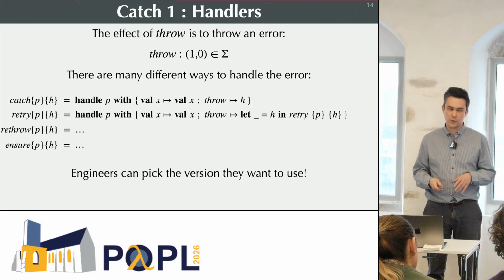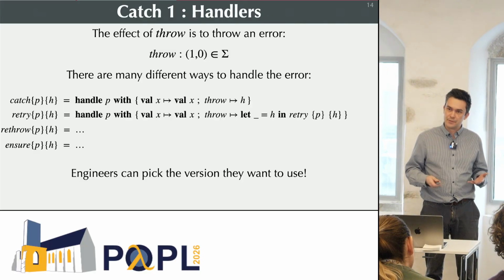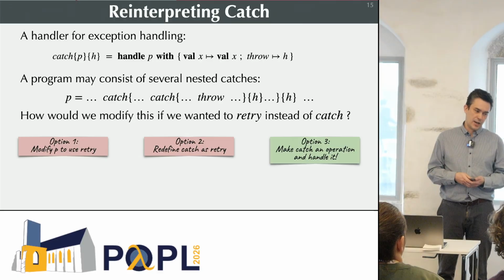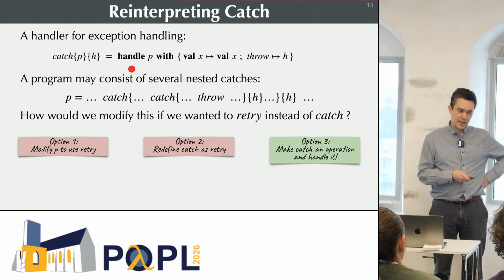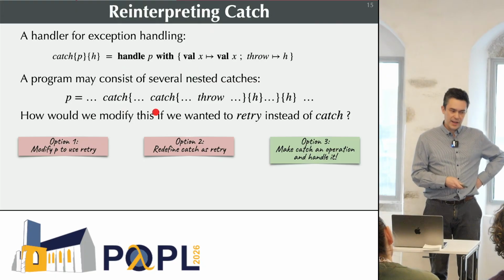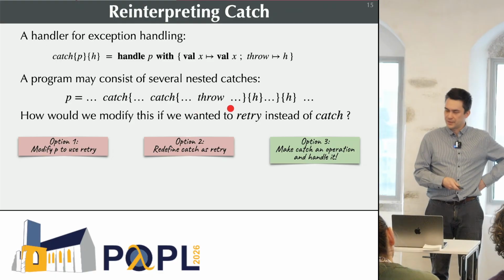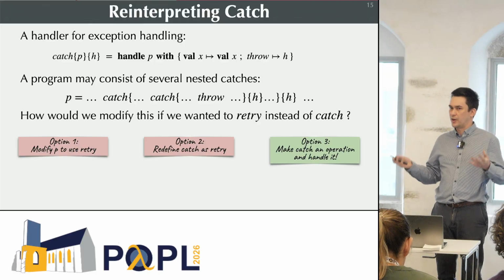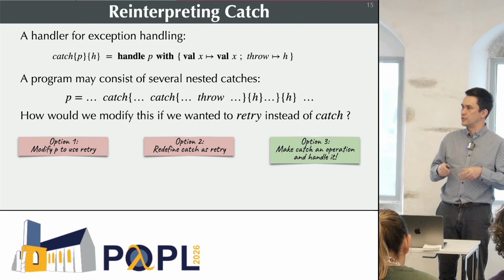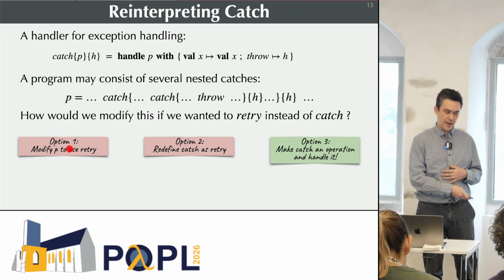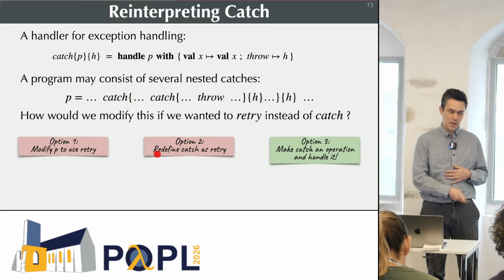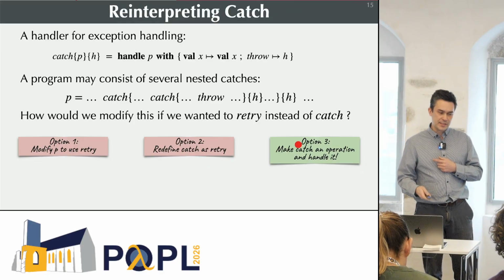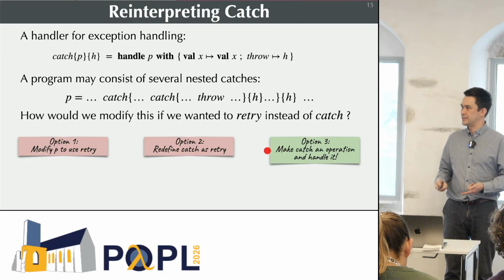So here's the more theoretical way of saying exactly the same thing that I said earlier on. We have different handlers. That's great. But if we want to have catch, we can imagine it being a handler like this. But in a program that has multiple nested catches like this one, we might ask: how about if I want to reinterpret catch as retry or some other semantics instead, which is the problem that I was showing you in the concrete earlier. We know we don't want to modify the program P so that we replace catches with retries. We know we don't want to redefine catch as retry. That would be just modifying the source code. What we need instead is the idea of making catch an operation and then handling that somehow.